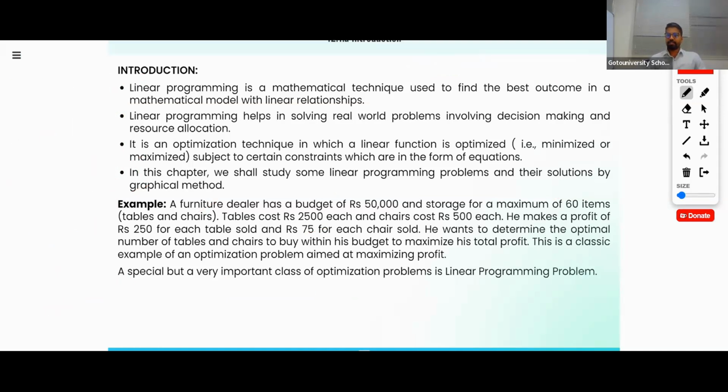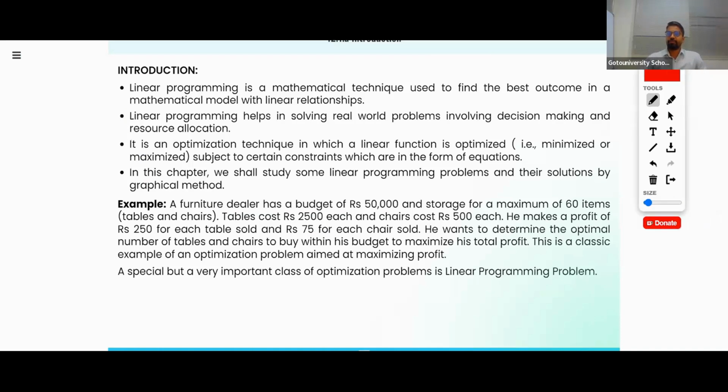So let's see how they have solved this particular problem. There is a solved example, the same question. We are solving it. Let's see.